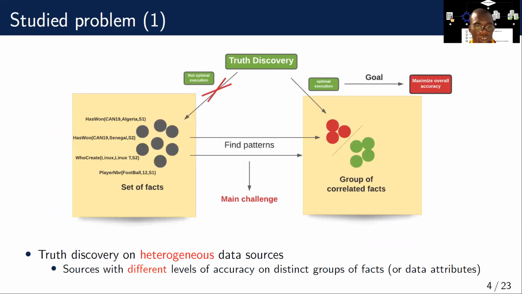In this work, we try to do truth discovery on heterogeneous data by taking into account the different levels of accuracy on distinct groups of facts. So the main challenge here is how to find the pattern so that we will have a group of correlated facts to maximize the accuracy of truth discovery.